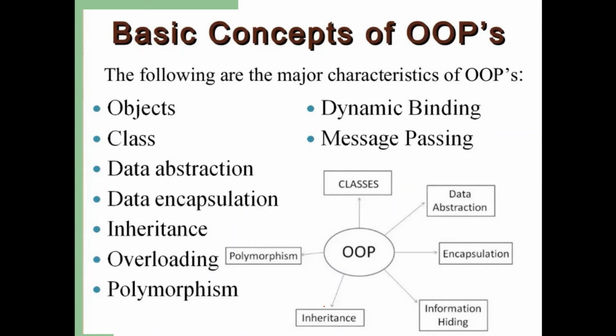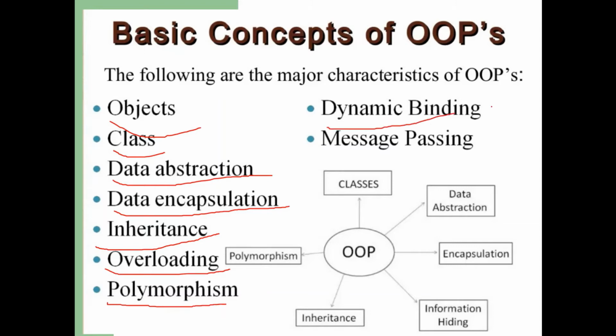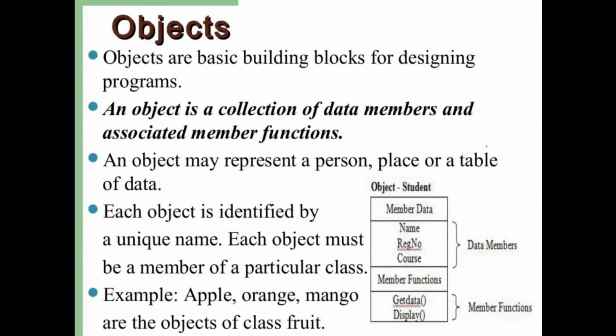Now you can see these are the different concepts of object-oriented programming. These are the basic concepts: objects, class, data abstraction, data encapsulation, inheritance, overloading, polymorphism, dynamic binding, as well as message passing. So these are the basic concepts. Now we'll see what the different concepts are.